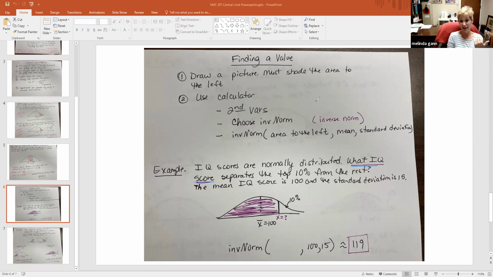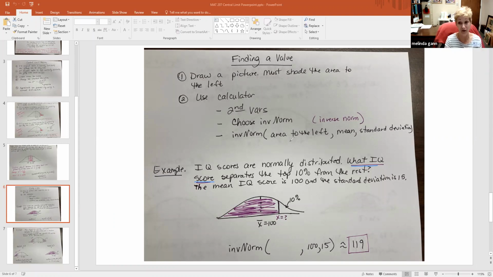Well, a few minutes ago, it asked you something like, what's the probability that somebody is taller than 66 inches? So the 66 inches went in, it was the input, and the probability came out. So now we're reversing it. We're going to put the probability in and get the value out. So that's why it's called inverse norm.